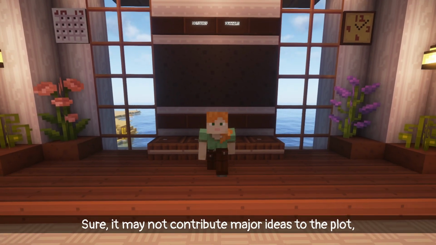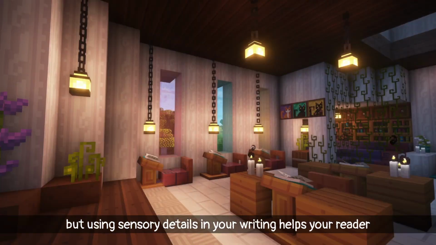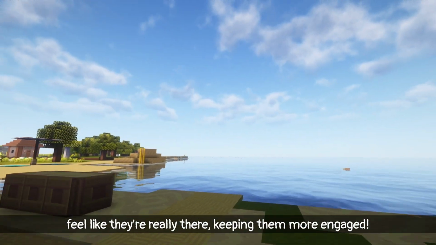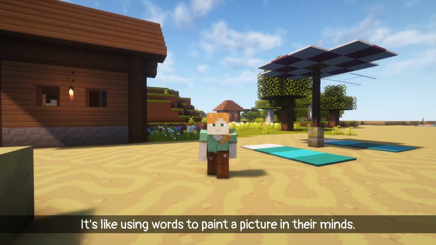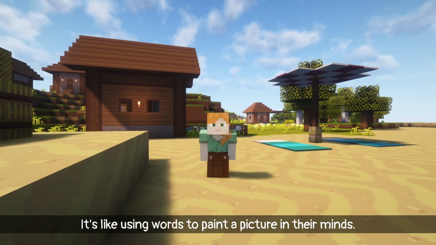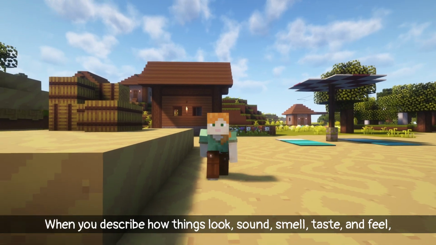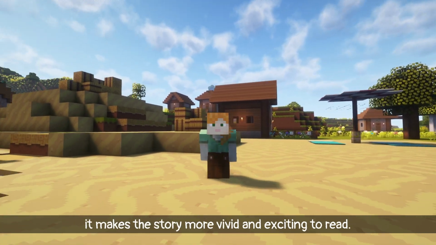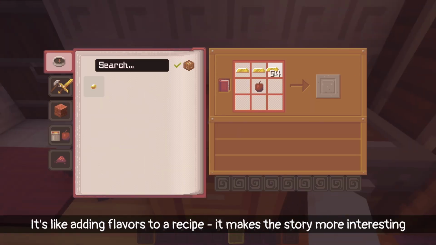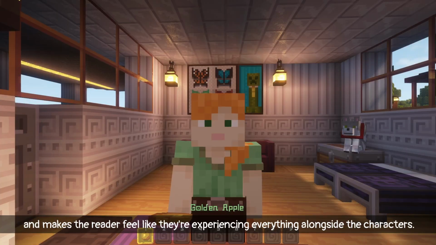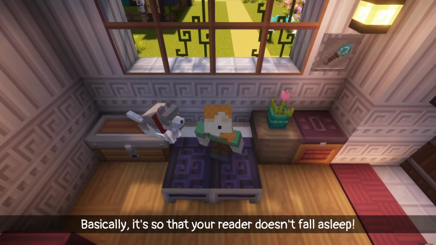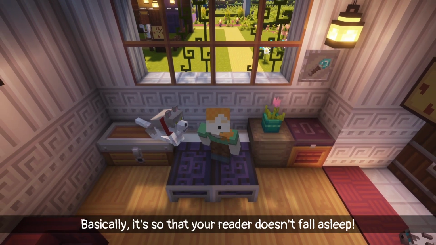Sure, it may not contribute major ideas to the plot, but using sensory details in your writing helps your reader feel like they're really there, keeping them more engaged. It's like using words to paint a picture in their minds. When you describe how things look, sound, smell, taste, and feel, it makes the story more vivid and exciting to read. It's like adding flavors to a recipe. It makes the story more interesting and makes the reader feel like they are experiencing everything alongside the characters. Basically, it's so that your reader doesn't fall asleep.